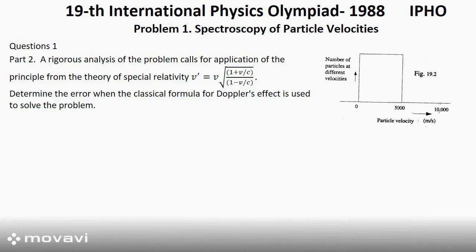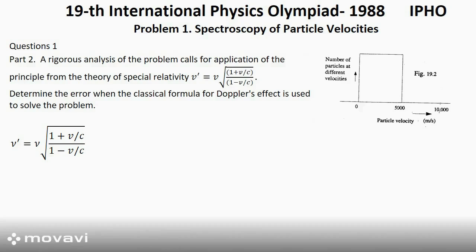Part 2. The formula for calculation of nu prime, as observed by the observer moving towards the light source, based on the principle of the theory of special relativity: nu prime equals nu multiplied by the square root of 1 plus v over c divided by 1 minus v over c, where v is the magnitude of the velocity of the observer towards the light source.